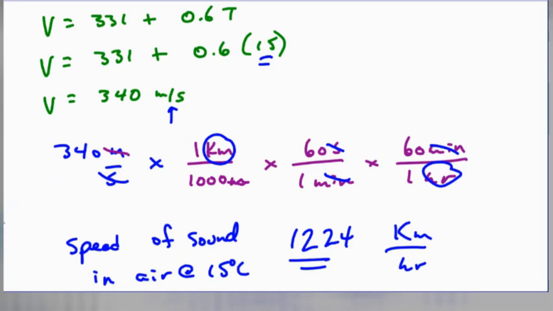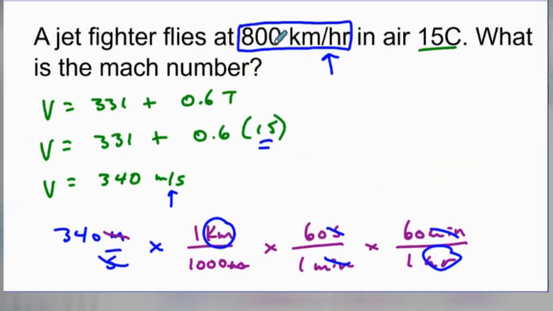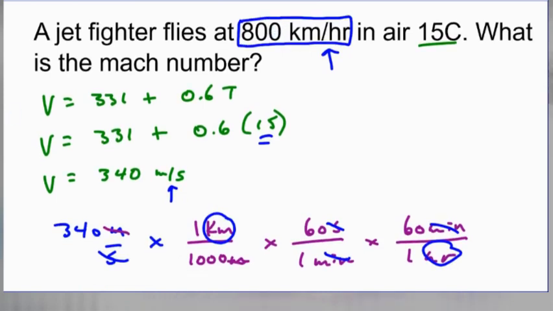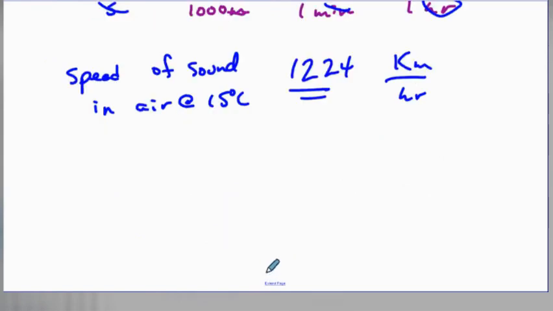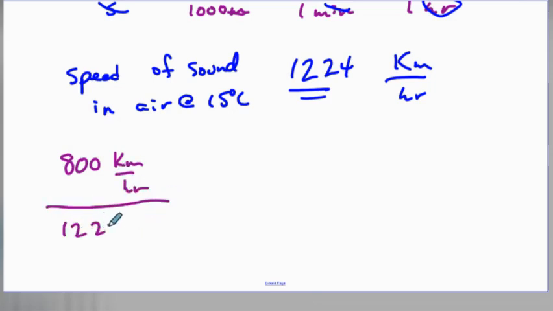Okay, but what I want to know is, is the jet fighter going faster than the speed of sound? And it's obvious that he's not going the speed of sound. So if the jet fighter was traveling at 1,224 kilometers per hour, we would say he's doing, or she's doing, Mach 1. And if they were going half that speed, they're going at half the Mach. And if they're going double that speed, they're going at 2 times the Mach. So all we're going to do here in part 3 of this question is simply take the speed of the jet, which is 800 kilometers per hour, and divide it by the speed of sound.